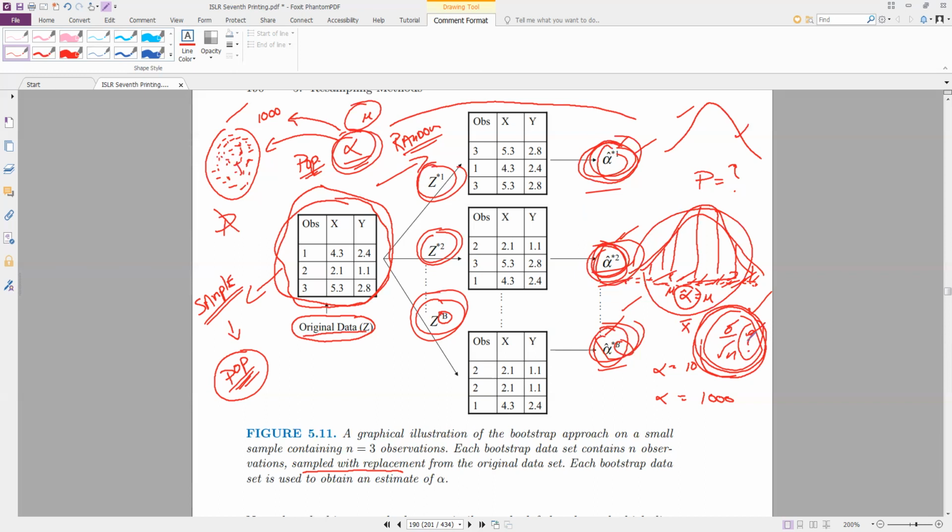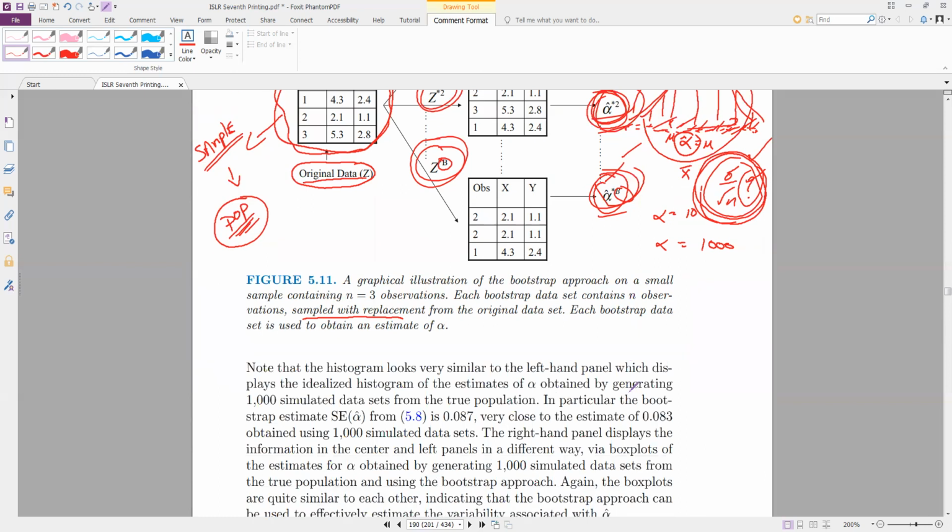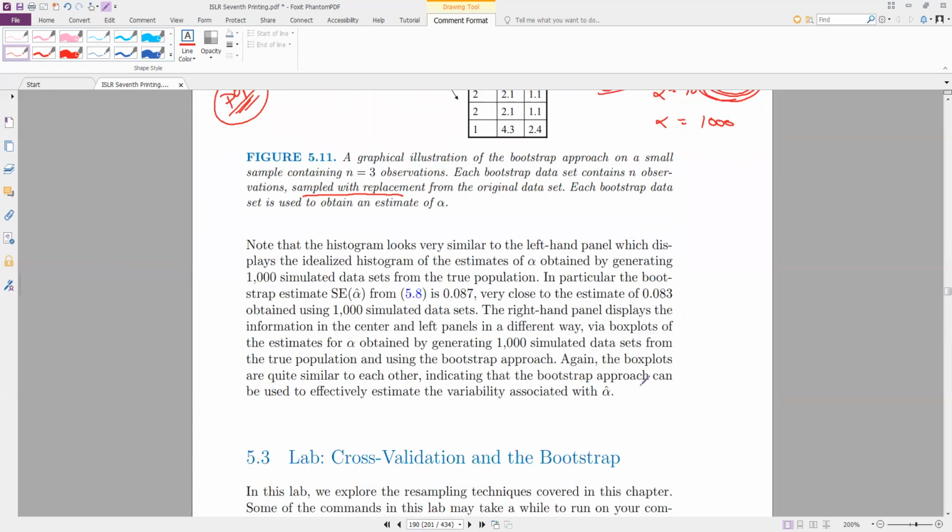Okay, so that's it for the bootstrap. Why don't we take a quick break? We'll come back and we'll start talking about chapter 6 on model validation and model selection. Be right back.